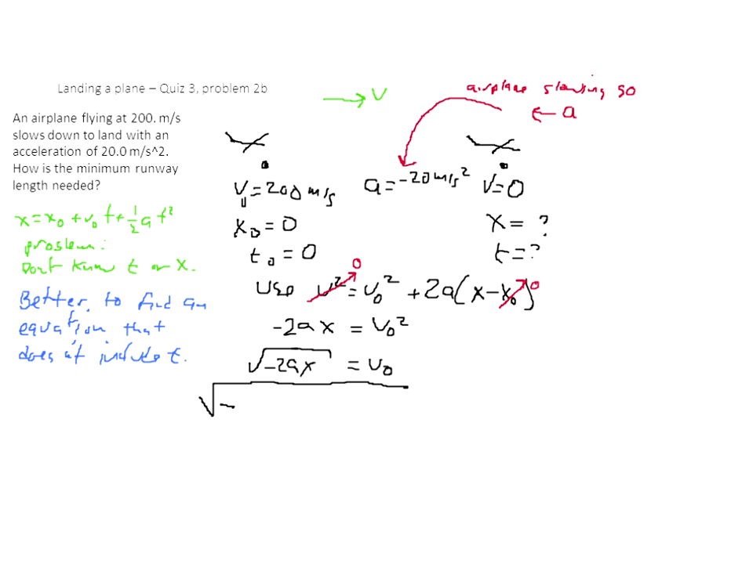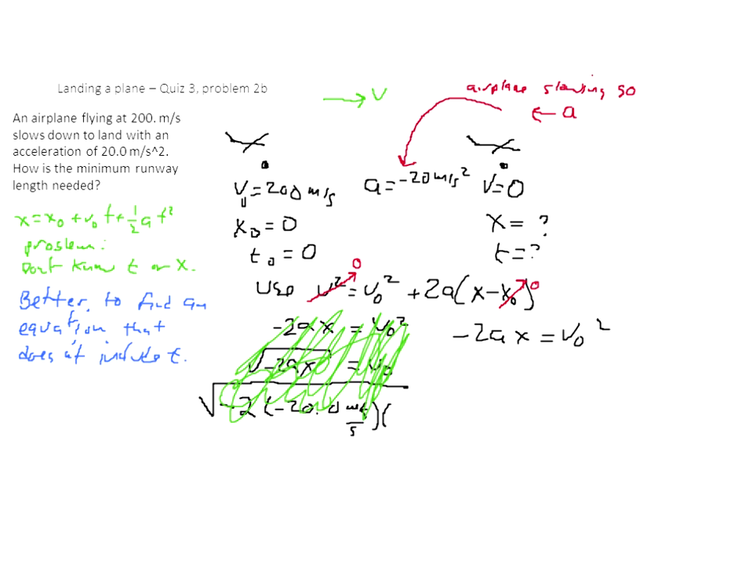So negative, we don't like that. 2, that's not helping things at all. A, look at that. Acceleration is negative 20.0 meters per second per second. And X, oh, that was dumb of me. I thought, oh, we need to find V0. So let's just cross that off. You're saying, here's 5 minutes of my life I'll never get back. I apologize. And I didn't need to cross that one off. So negative 2ax equals V0 squared.